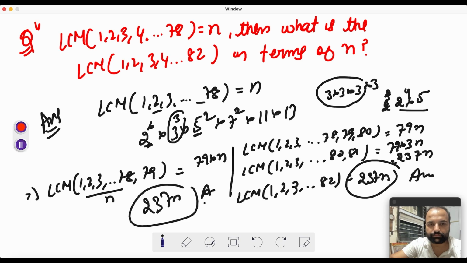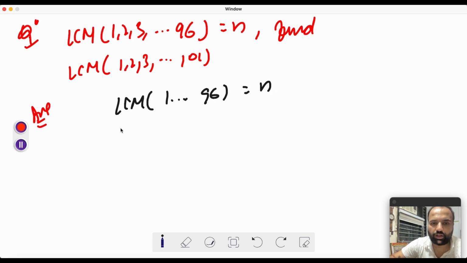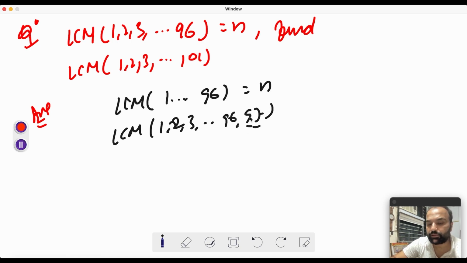Okay, now you can do this question without taking your pen as well. You can do it simply. So it's 1, 2, 3 up to 96. LCM up to 96 is n. Now the next number would be 97. 1, 2, 3 up to 96, 97. Now we know 97 is a prime number, so it will be n into 97.